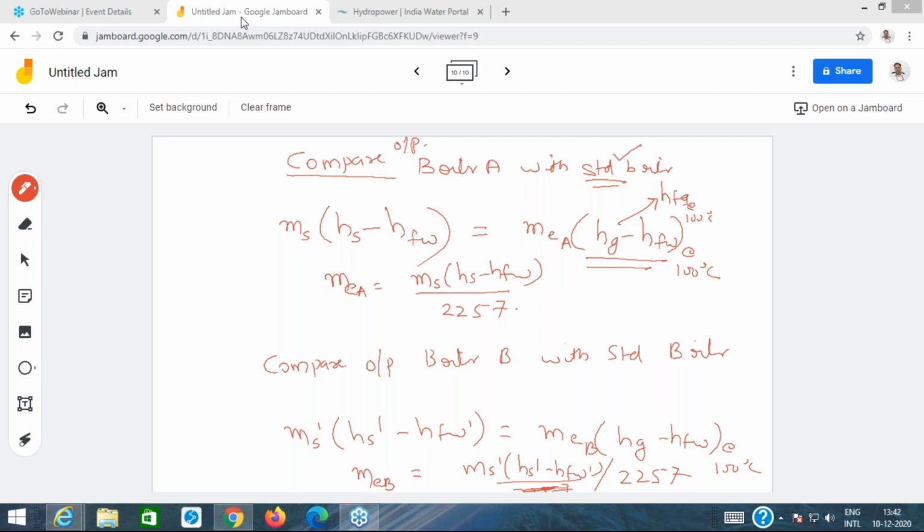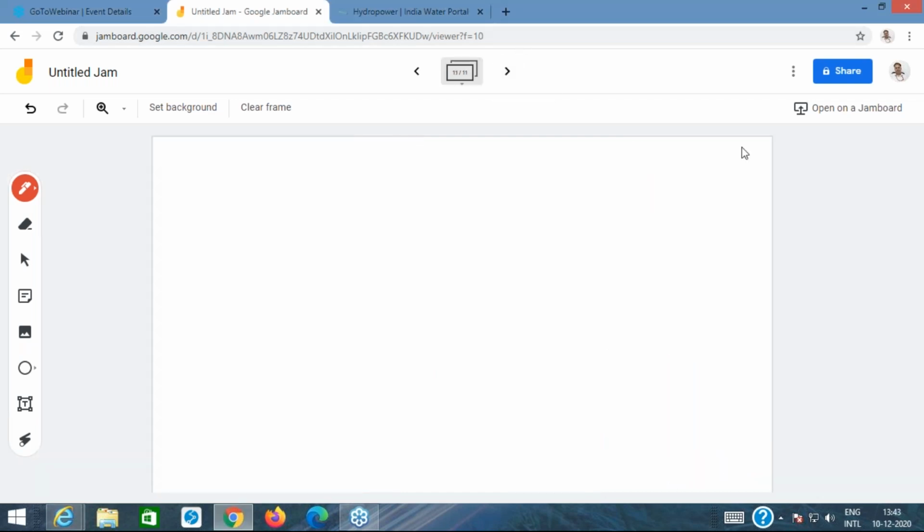And now there is last term which is called factor of evaporation. It is simply just interchanging of the terms. So let me just write down that expression and you will follow what it is. Okay, so equivalent evaporation expression, let me write down again. Equivalent evaporation is steam generation rate times enthalpy of output steam minus enthalpy of feed water upon 2257. This is called equivalent evaporation.